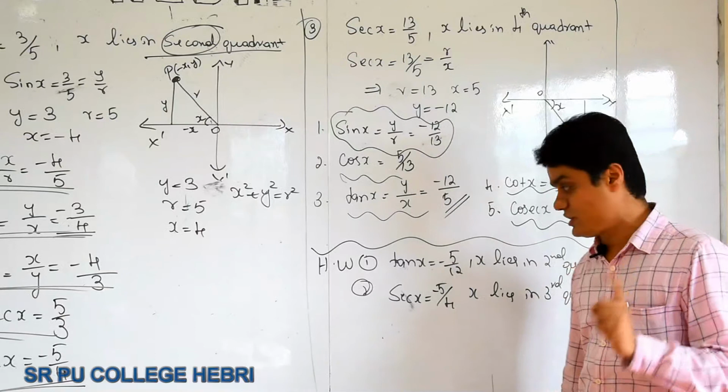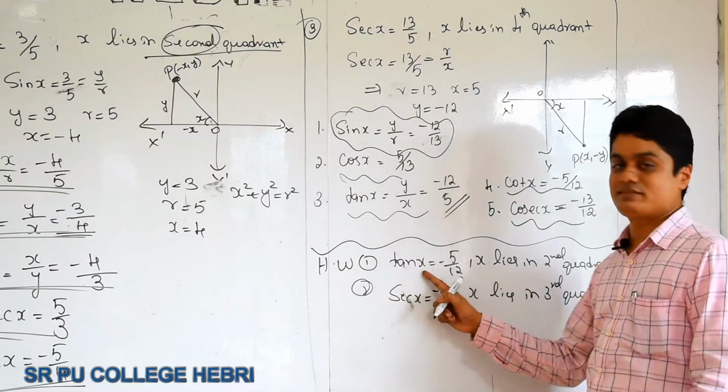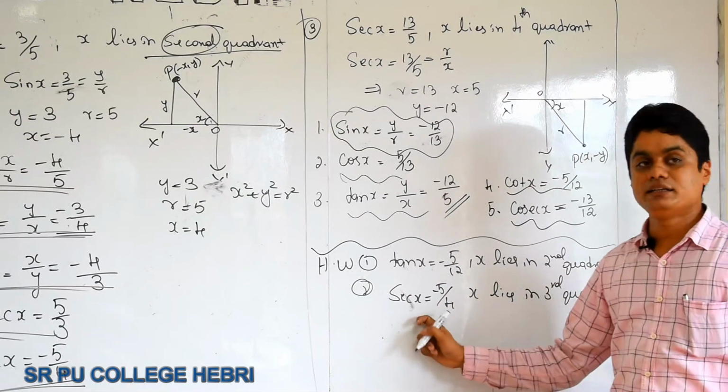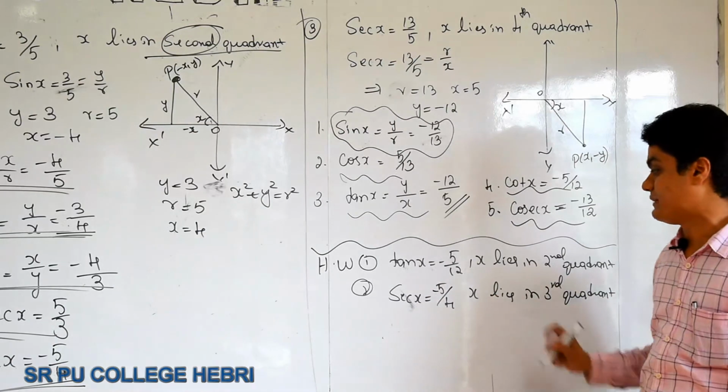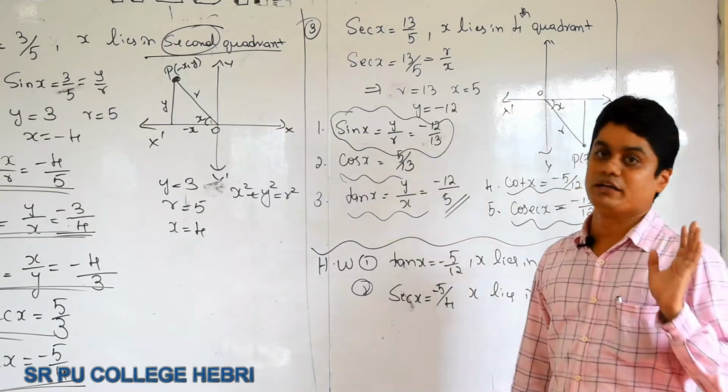You must practice. I'm giving 2 problems for homework. One is tan x is equal to minus 5 by 12 where x lies in the second quadrant. Another one is secant x is equal to minus 5 by 4 where x lies in the third quadrant. Today only you solve this and submit it to me. Thank you.